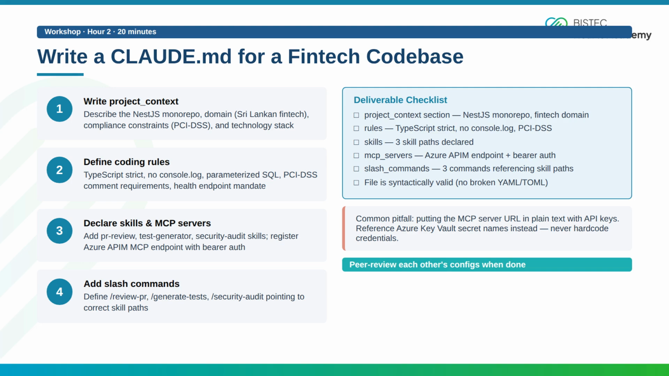The skills and MCP server declarations require precise paths and valid authentication configuration. Slash commands must reference the actual skill directory paths. A command that points to a non-existent skill path will fail silently.